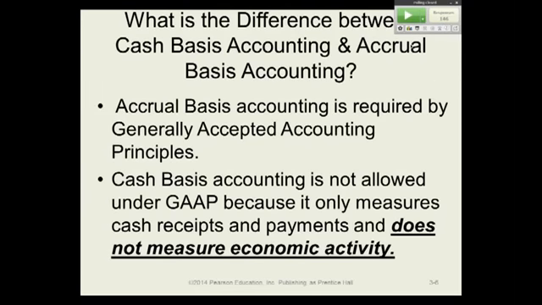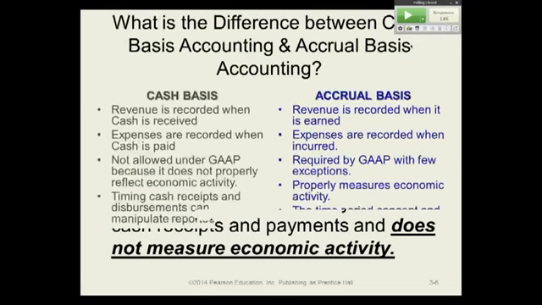So you can manipulate earnings by timing receipts and payments. For example, if I wanted to accelerate expenses, I just go out and buy more supplies, right? Or pay my utilities in advance if I'm on a cash basis, or pay my rent in advance. So if you're on a cash basis, it doesn't measure economic activity. It just measures when you spend money and when you receive money. And again, that's not what we're trying to do in accounting.